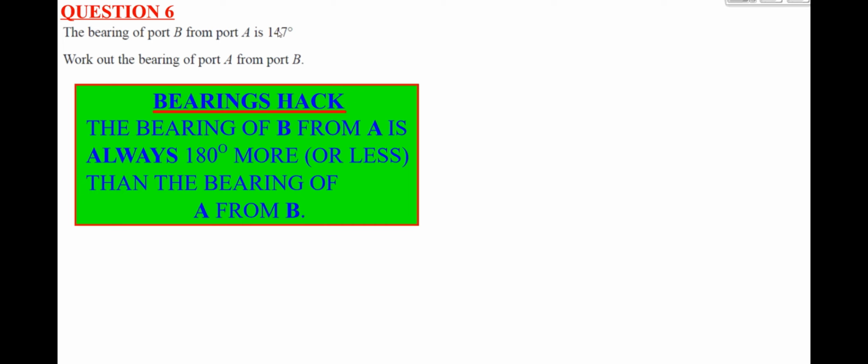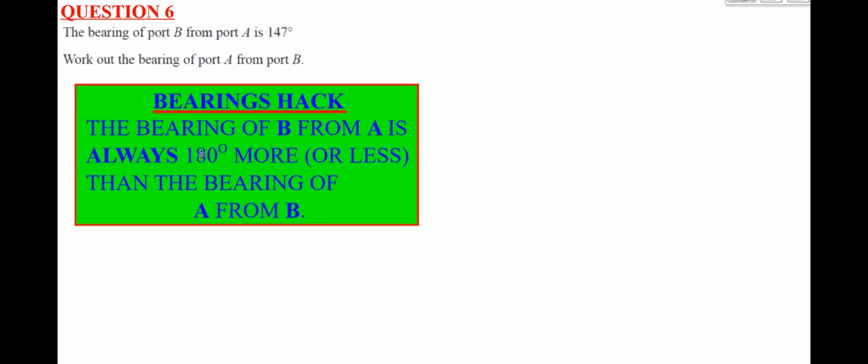If this figure was more than 180, for example 200, bearings are no more than 360 degrees. So if this were 200 degrees and we wanted the bearing of A to B, we'd have to do 200 minus 180, which would be 20 degrees.